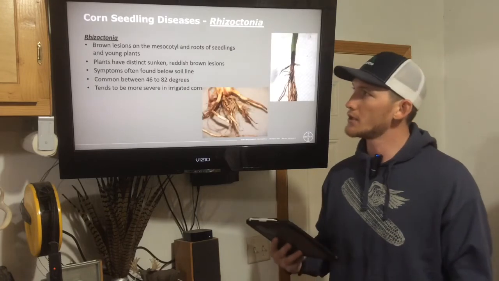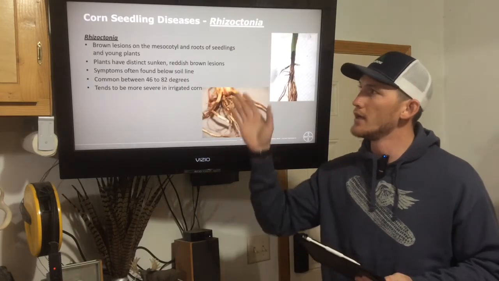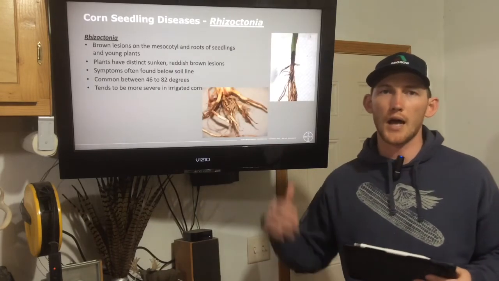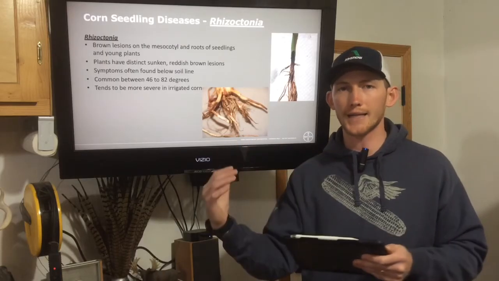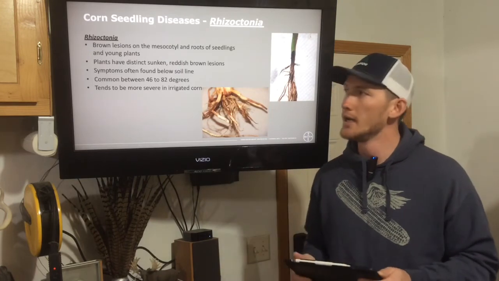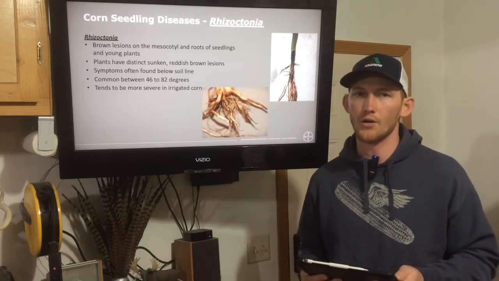The last one I'll touch on for corn is Rhizoctonia. So brown lesions on the mesocotyl, really all the symptomology again for this is below the soil line. From a standpoint of where this is most common is more in the coarse to medium textured soils. Irrigated acres seem to be a little bit more prevalent, but looking at warm temperature requirements and moist conditions, not saturated, but moist conditions is where we're more likely to see Rhizoctonia.